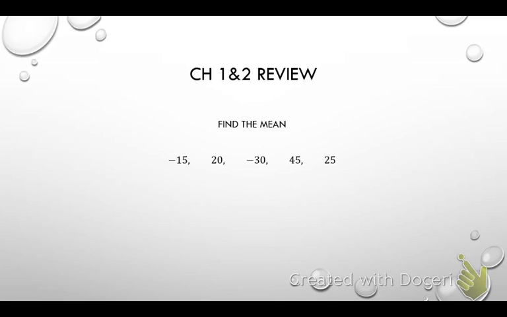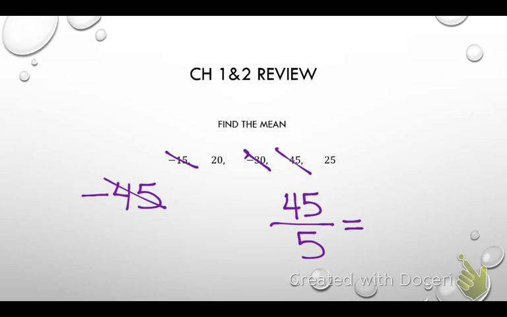Kennedy, what did you do first? I grouped my negatives and my positives. And I added 15 plus 30, which is 45. Yep. So then I canceled out my 45. Oh, smart girl. Look at that. So then I just added 20 plus 25, which was 45. Okay. And then I divided that by 5. Yep. And I got 9. Wow, that's awesome. That's perfect. That's the way to do it.